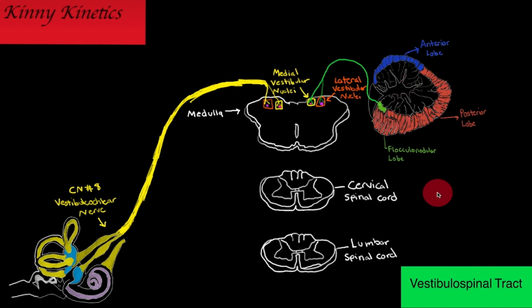If the information pertains to the extensor and postural muscles of the extremities and trunk, it will go to the thoracic or lumbar spinal cord. The vestibulospinal tract is located in the anterior aspect of the spinal cord.